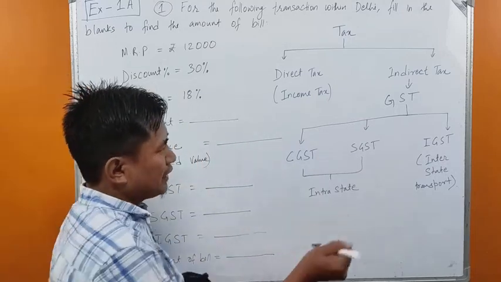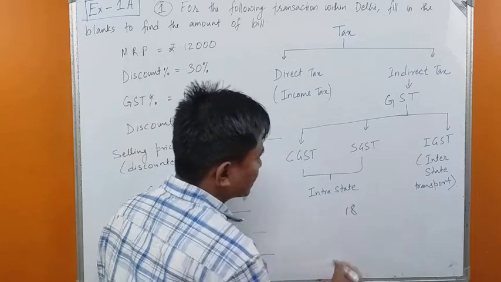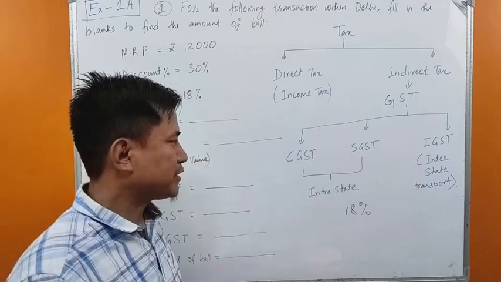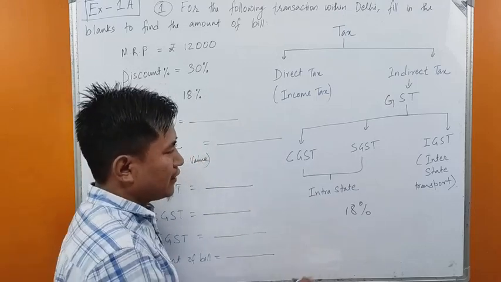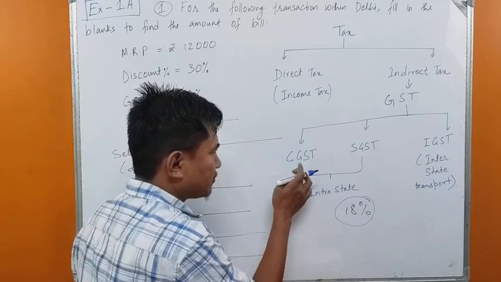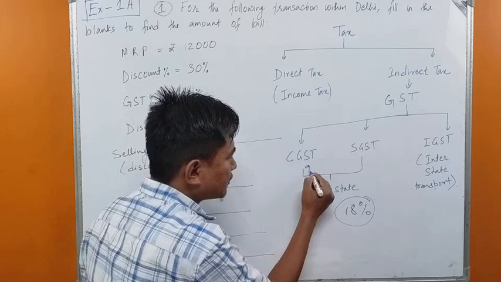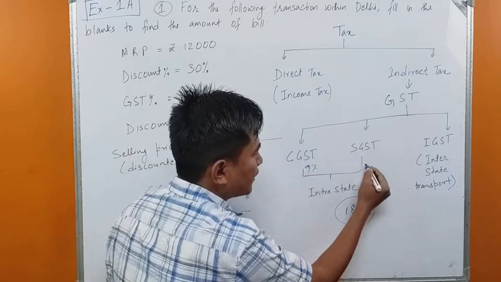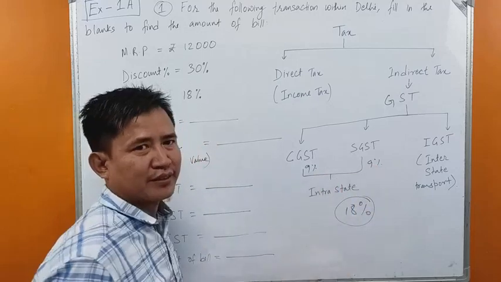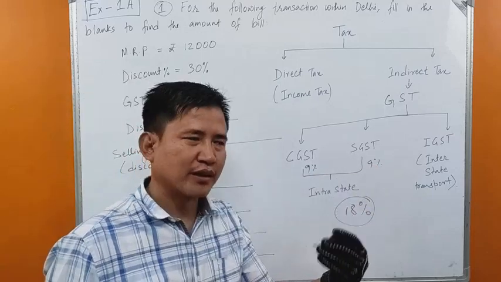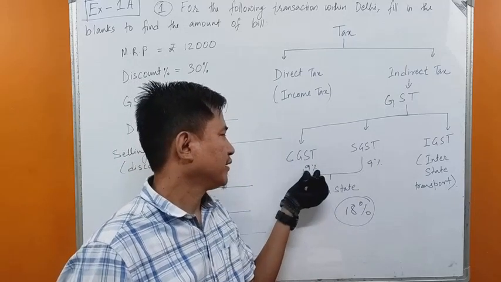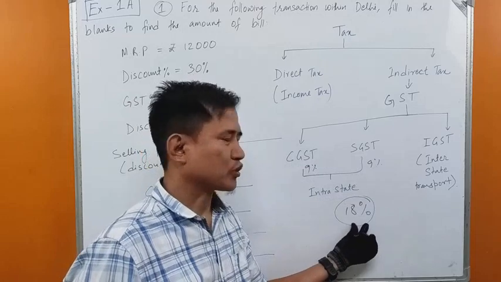Now, if the total GST is 18% and the product manufactured is sold within the same state, okay, intra-state, then total GST is 18%, so the share of central will be 9% and the share of state will be 9%. So the total will be 9 plus 9 is 18%. If a product is manufactured within a state and sold within the same state, then CGST and SGST will be 9% and 9%, okay? Total 18%.